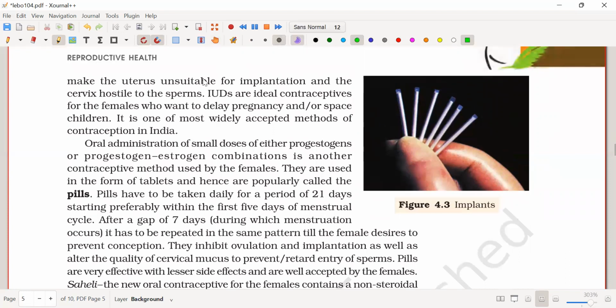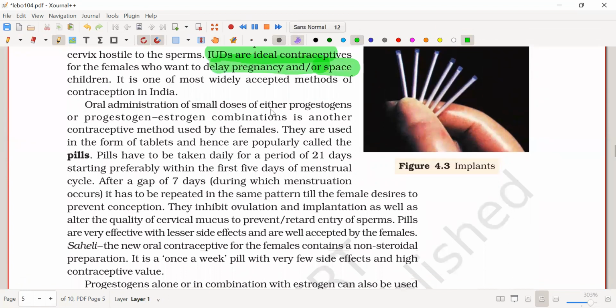Okay, IUDs. Nowadays in government hospitals, they perform this IUD insertion so that the next pregnancy can be delayed up to 4 to 5 years.